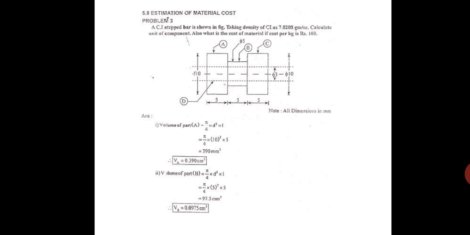A CI, meaning cast iron, stepped bar is shown in the figure. You can see this is a stepped bar, and in the center you have a hollow portion, the hatch line you can see continuously, 3 mm diameter. Taking the density of cast iron as 7.2 grams per cubic centimeter, calculate the unit weight of the component. Also, what is the cost of material if the cost of CI per kg is rupees 100?